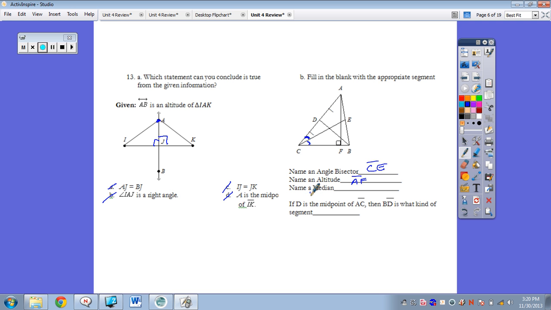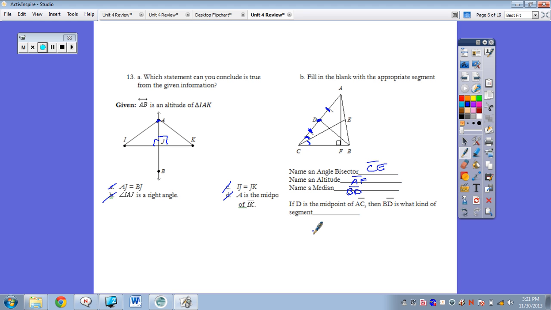A median goes from a vertex to the midpoint of the opposite side. If you look at segment AC, this segment AD and segment DC are congruent, which makes D the midpoint. And from D, from the midpoint of the opposite side, you have a segment that starts at a vertex B and goes to that midpoint, so that makes BD the median of that triangle.